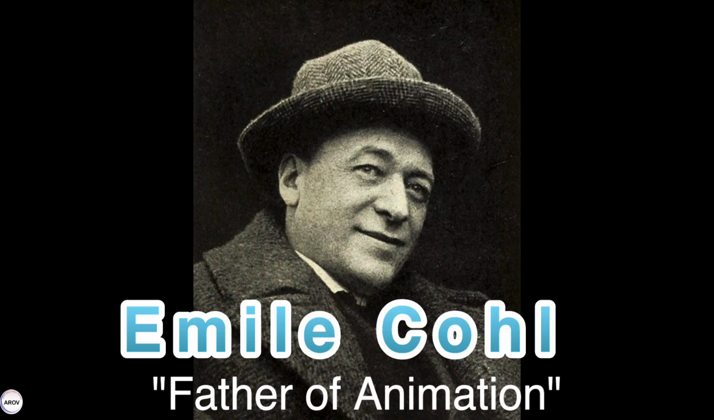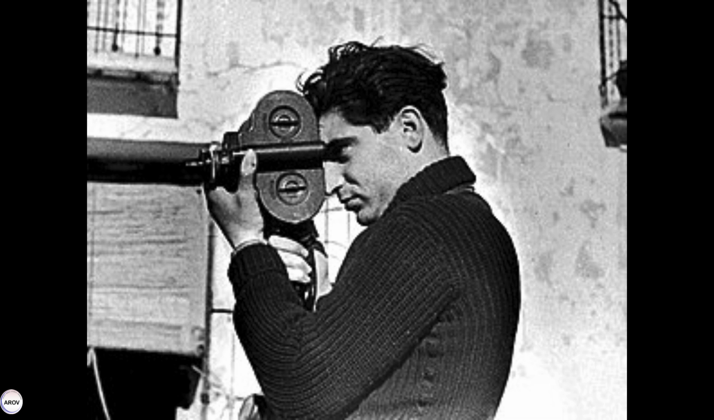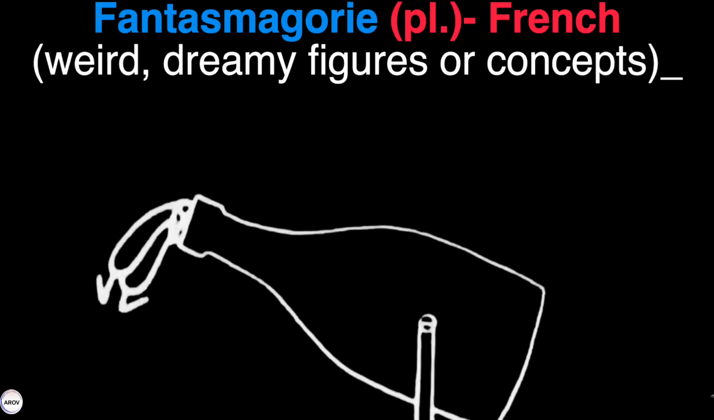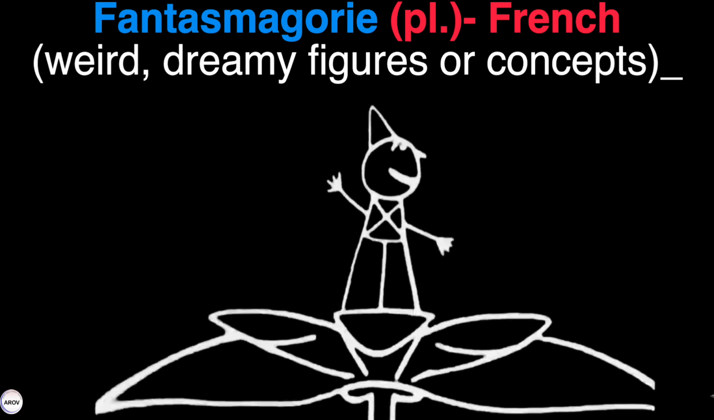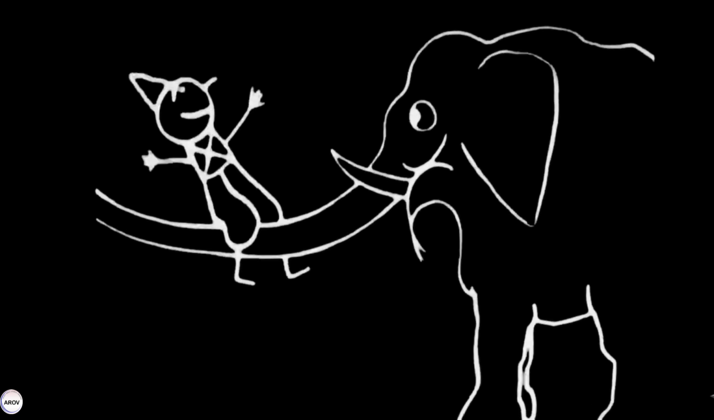But Emile Cohl is the official father of animation. In 1908, instead of using wheels and mirrors, he used a camera, and he made the first animated film, Phantasmagorie, a French word that loosely translates to weird, dreamlike figures. It didn't star a man or an elephant, but it did star their hand-drawn doppelgangers.